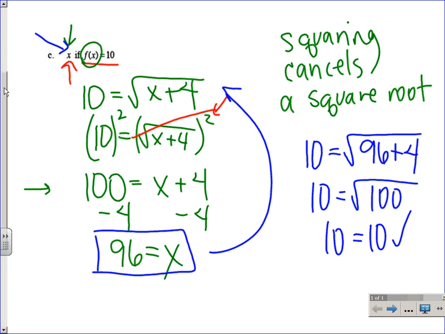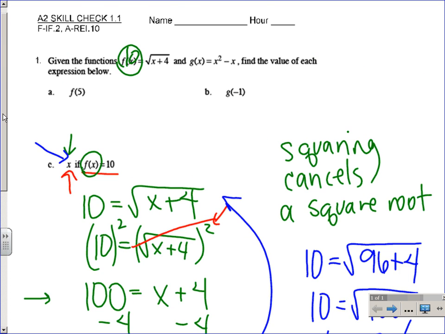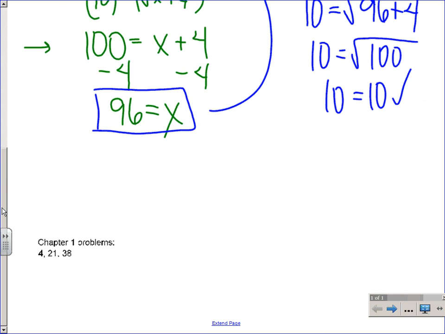You need to do the problems on the bottom, on the back-hand side. So if you scroll down to the bottom of the sheet, these are the problems you're going to do on the back of your skills check and turn back into Hennessey.